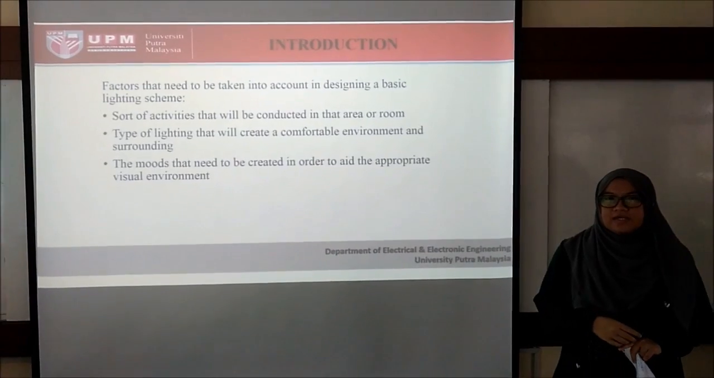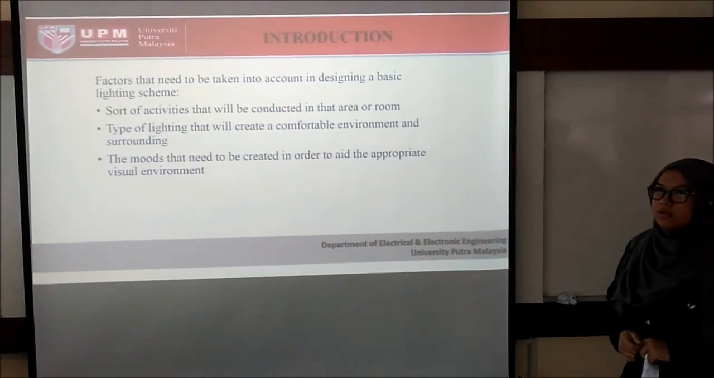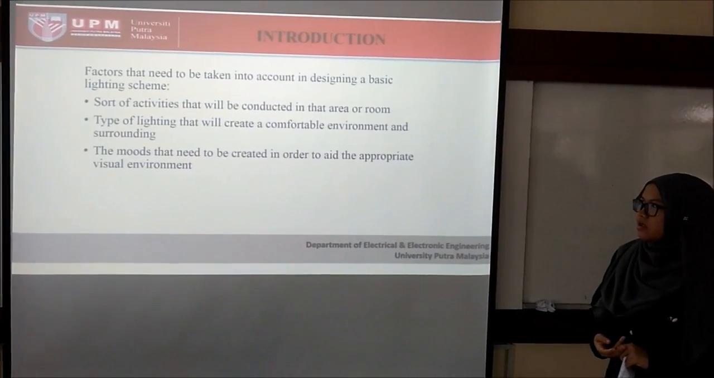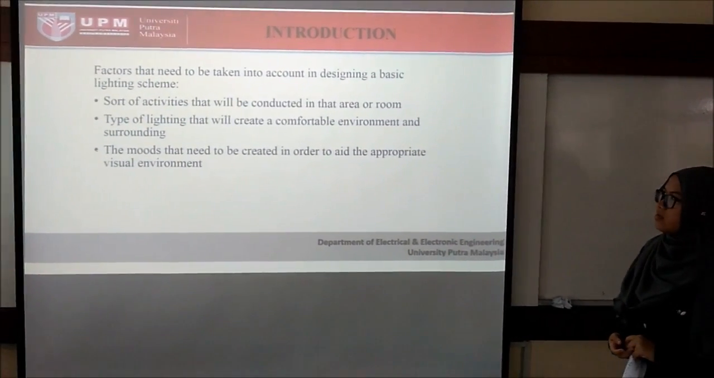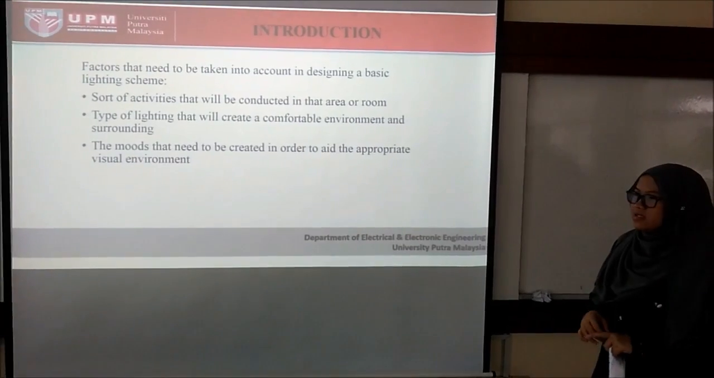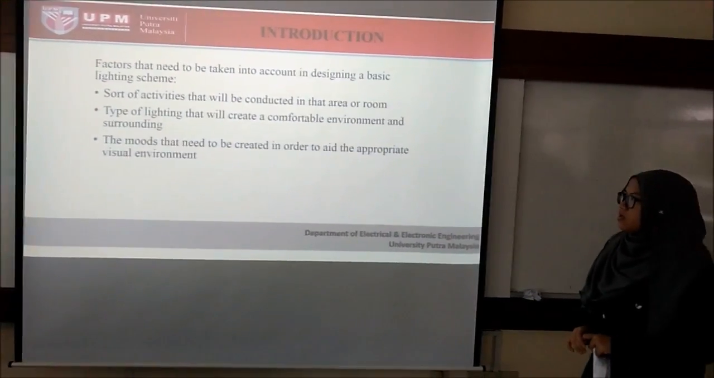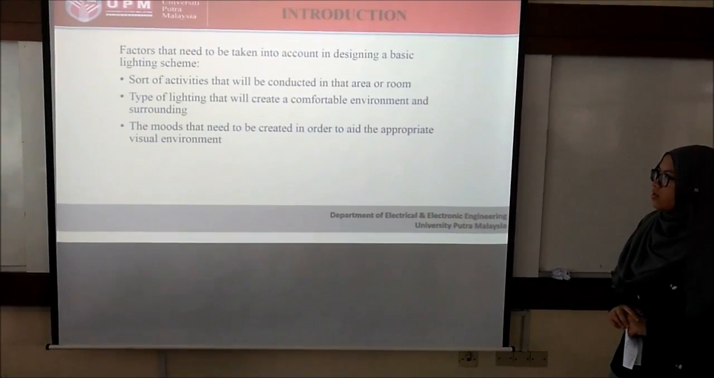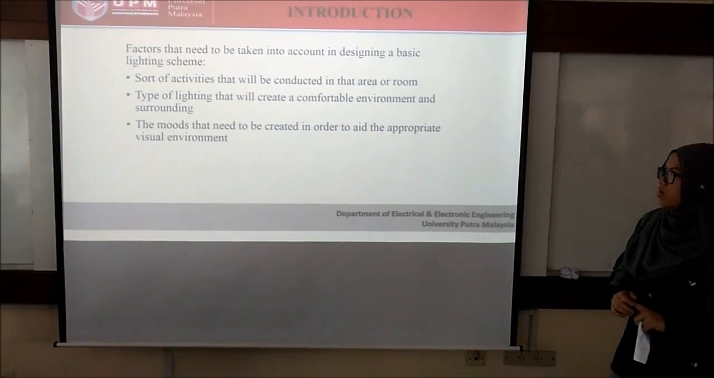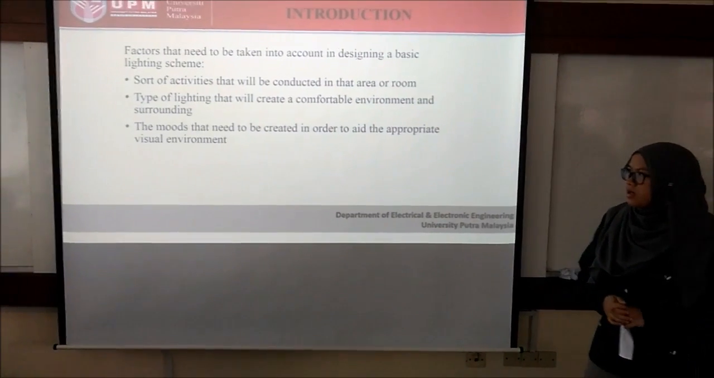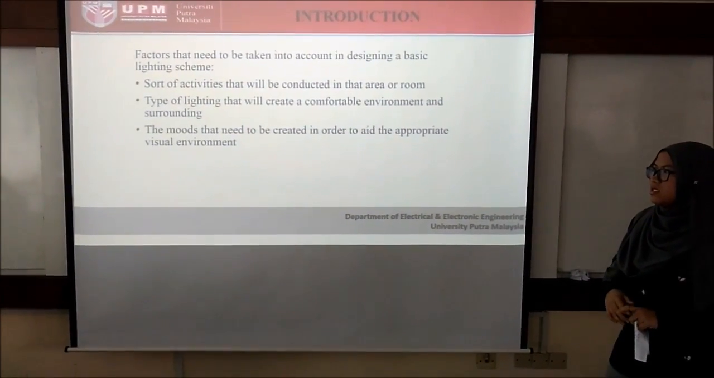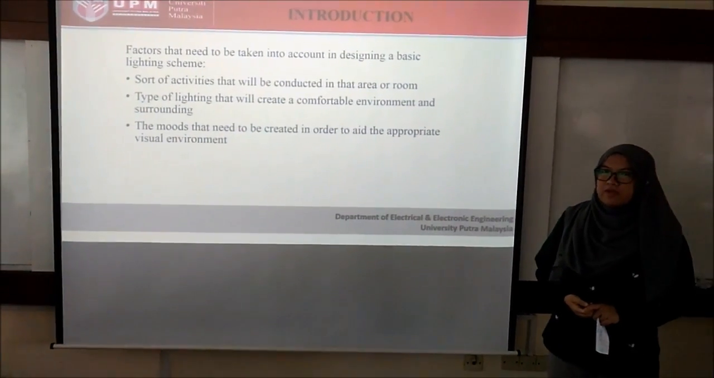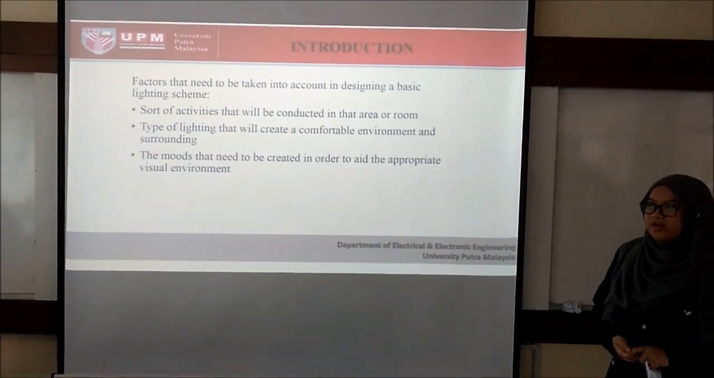In designing a basic lighting scheme, there are several factors that we need to consider. First, the sorts of activities that will be conducted or performed in that certain area or room. And also we have to consider the type of lighting used that will create a comfortable environment or surrounding. And also we need to consider the mood that needs to be created in order to aid the appropriate visual environment.